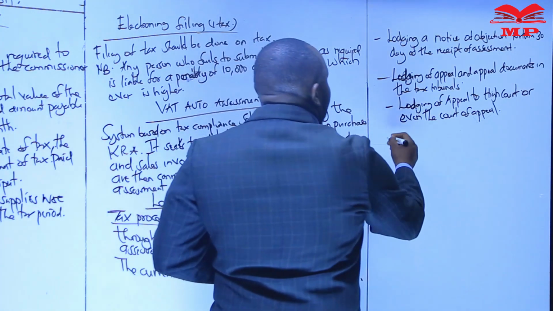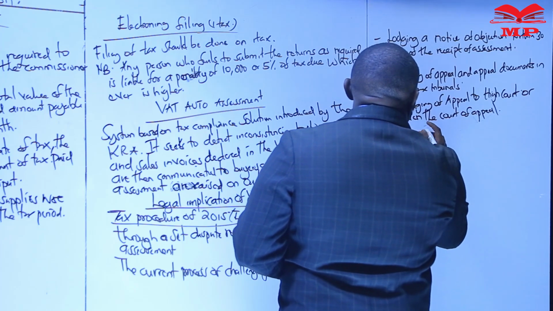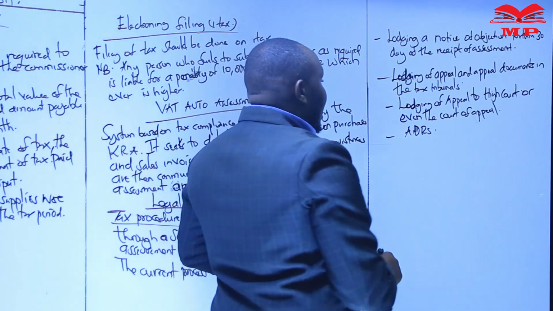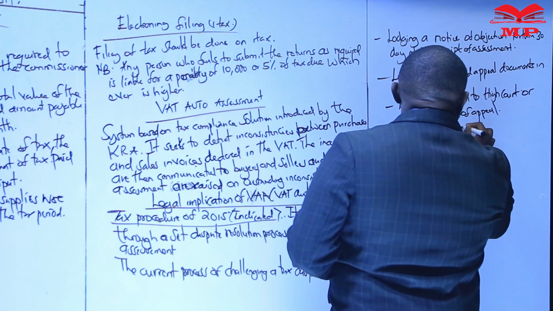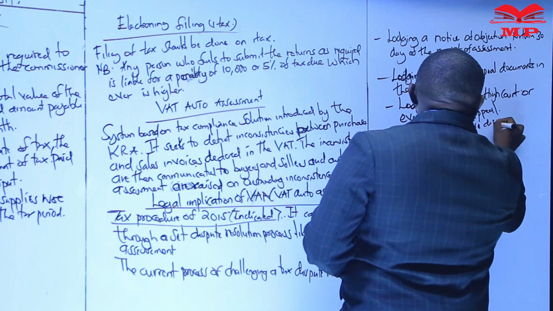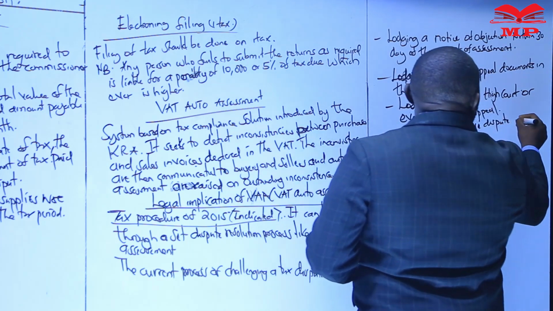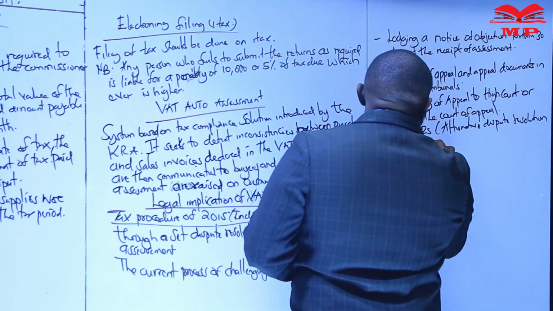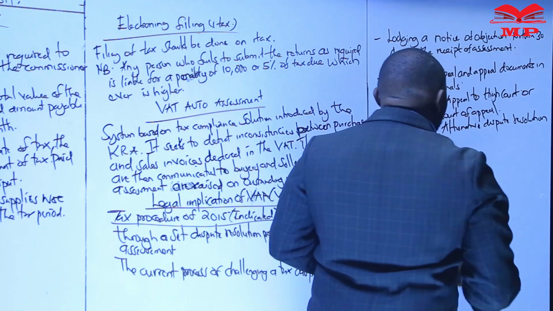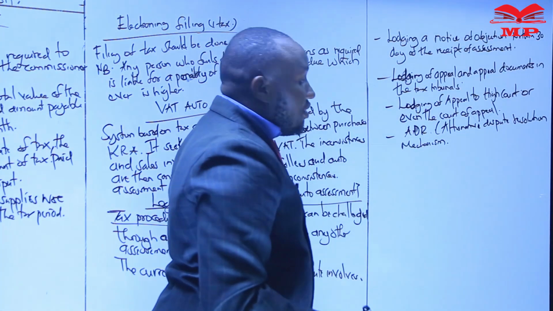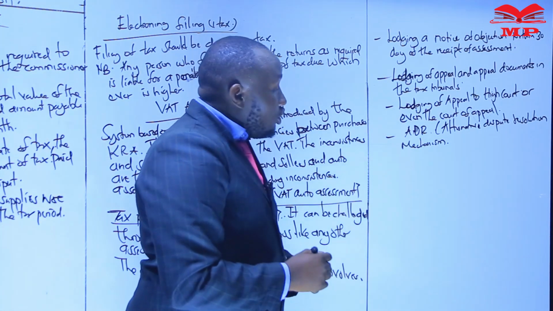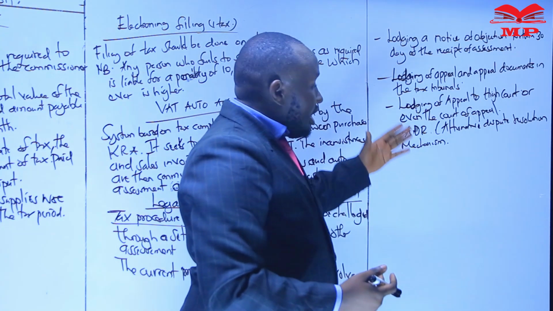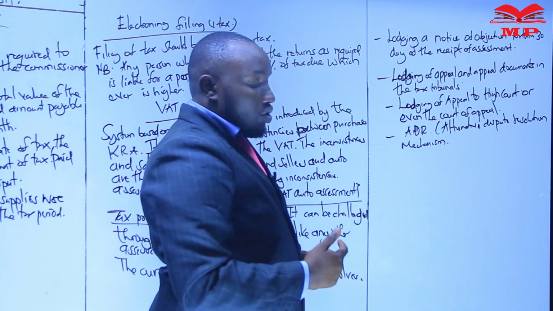But lastly, we can talk about the ADRs. You can make an appeal to the ADR, what we call alternative dispute resolution mechanisms. They are not as formal as the court, and they are much easier, coming in to repair the relationship between the taxpayer and the commissioner.